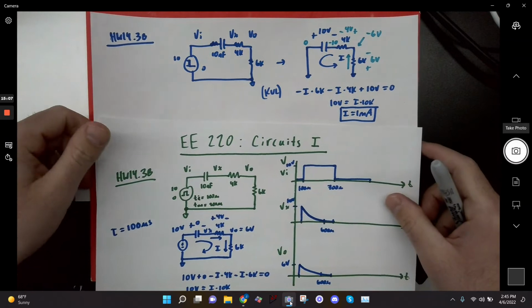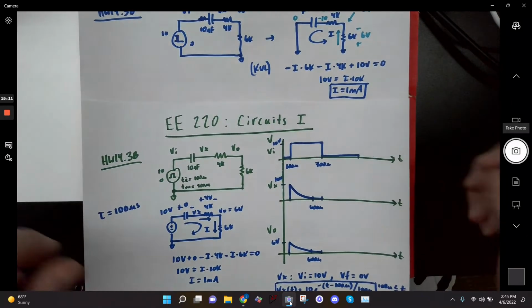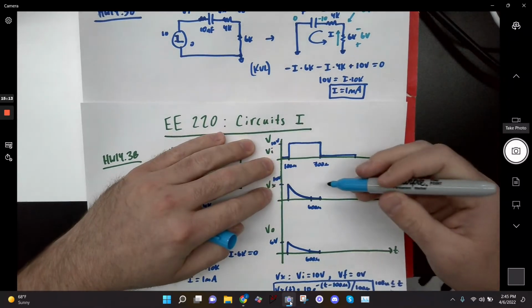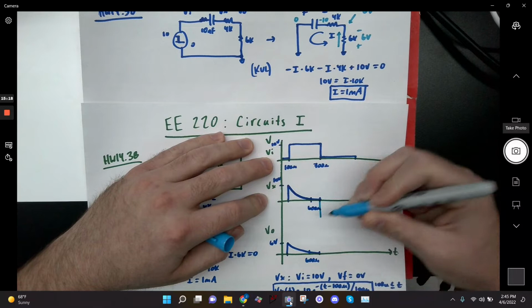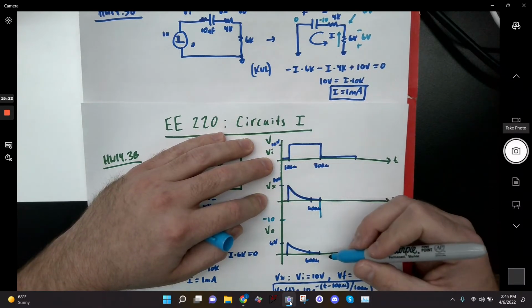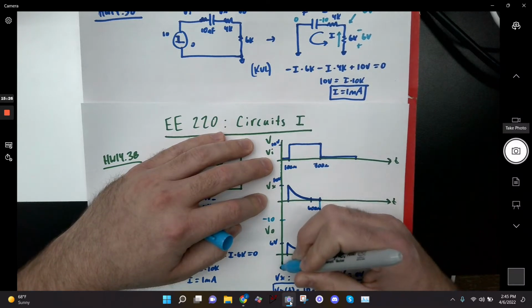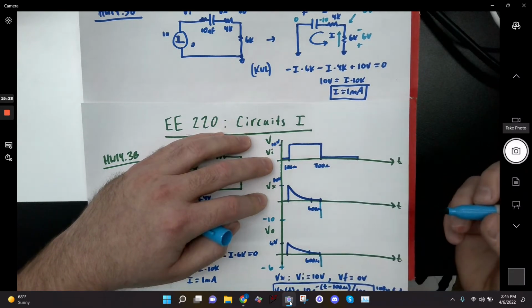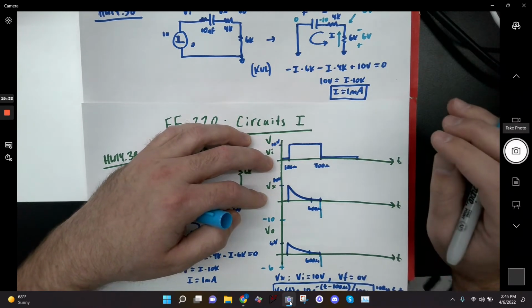So let me come back here, see if we can, yeah, that's good. So basically what I'm going to have is Vx is going to jump down to negative 10, right? And then my Vo is going to jump down to negative 6. Okay? Everybody clear? That's clear with everybody?